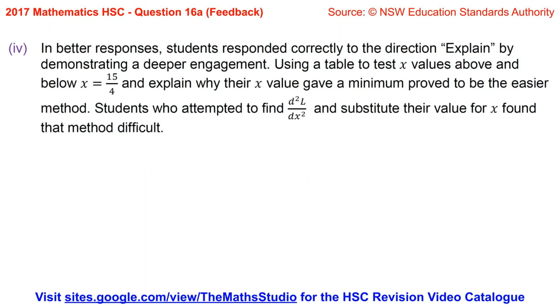For part 4, in better responses, students responded correctly to the direction "explain" by demonstrating a deeper engagement. Using a table to test x values above and below x equals 15 over 4 and explain why their x value gave a minimum proved to be the easier method. Students who attempted to find the second derivative and substitute their value for x found that method difficult.